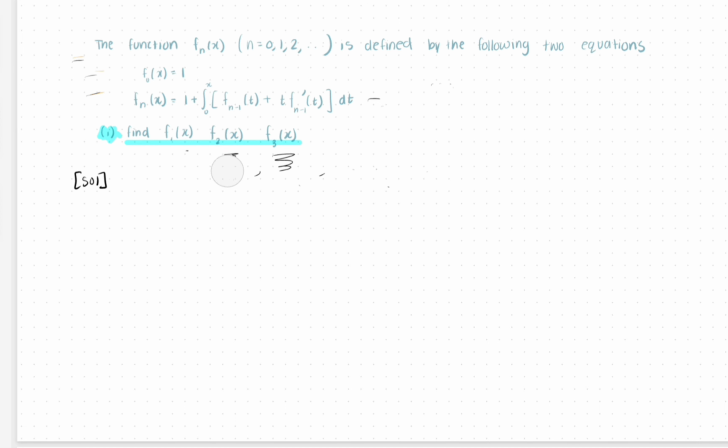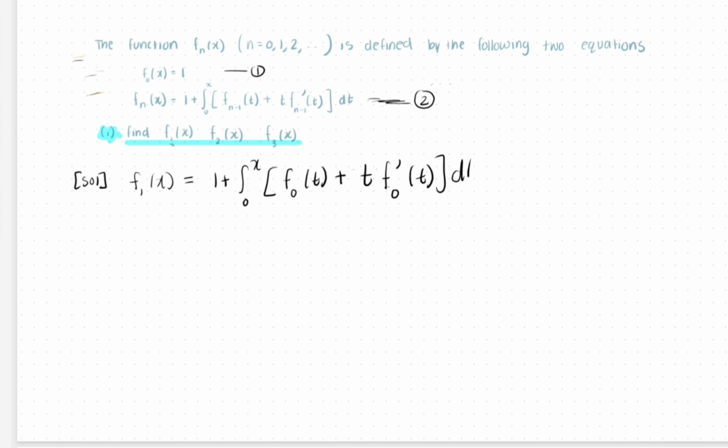So let's start replacing. We know that f0 of x is equal to 1. And let's first try finding f1 of x. I'm replacing n equals 1 in this equation. So let's label this 1 and let's label this 2. So f1 of x is equal to 1 plus the integration from 0 to x of f1 minus 1, which is just f0, of t, plus t times the derivative of fn minus 1, n is 1, so that's f0, of t dt.